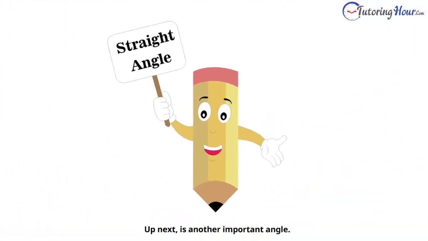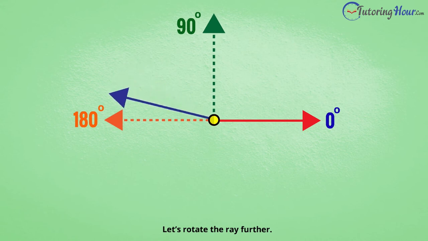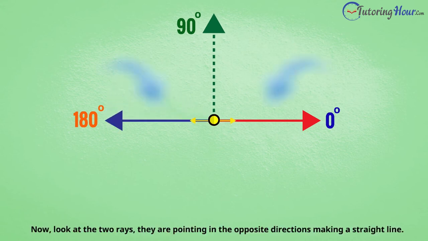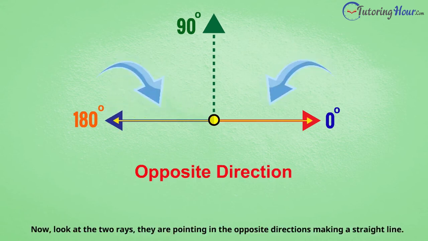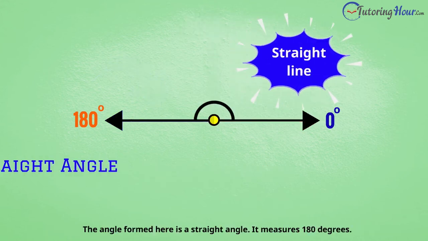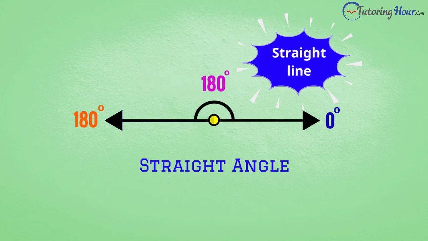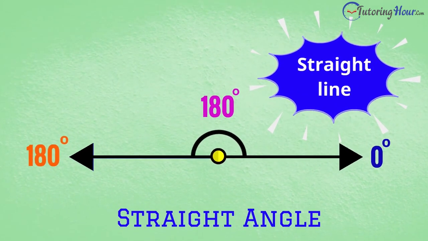Up next is another important angle. Let's rotate the ray further. Now, look at the two rays. They are pointing in opposite directions, making a straight line. The angle formed here is a straight angle. It measures 180 degrees. It is pretty obvious where it gets its name from.